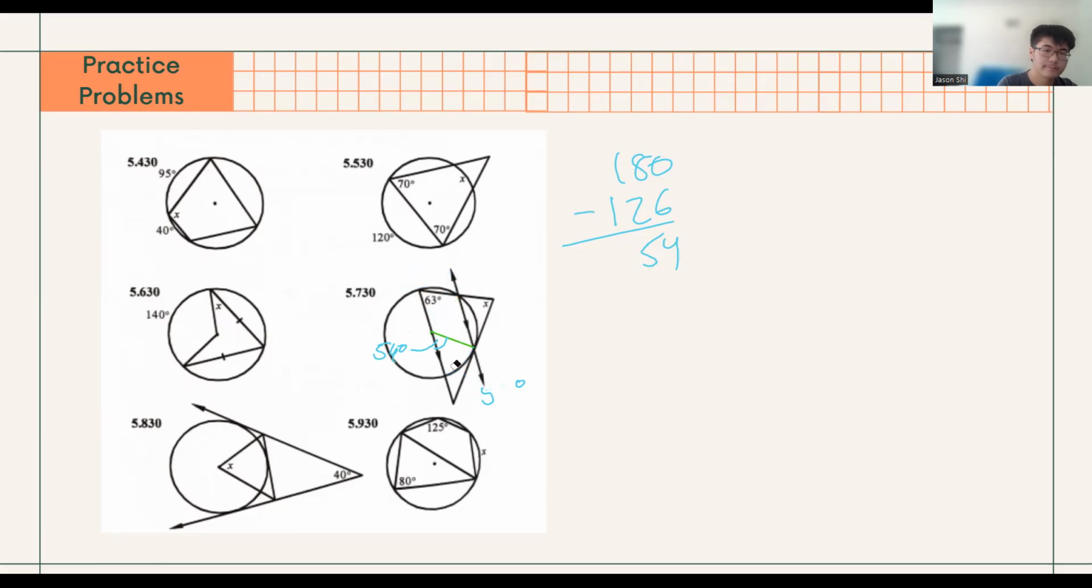Now that we know that, since this is tangent, this has to be 90 degrees. And since this is 54, this must be 36. And then 36, 63, and x, if you add all these together, this must equal 180.